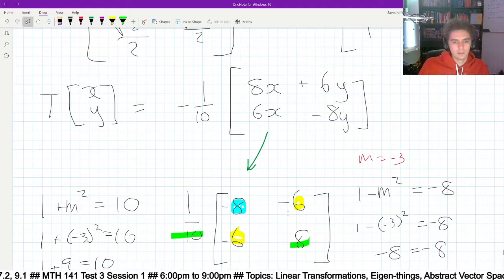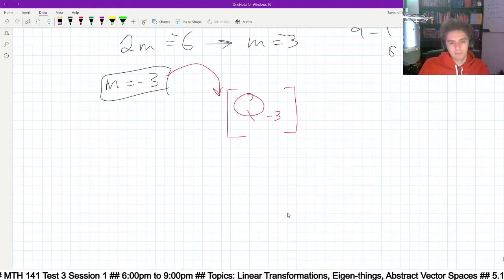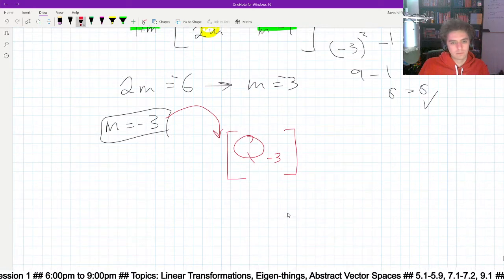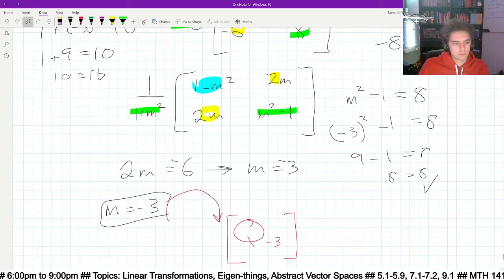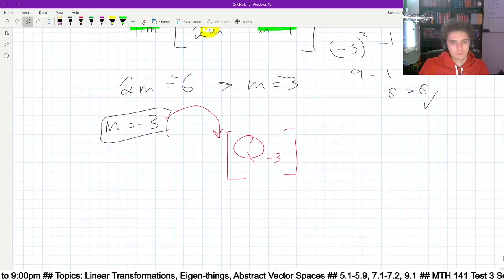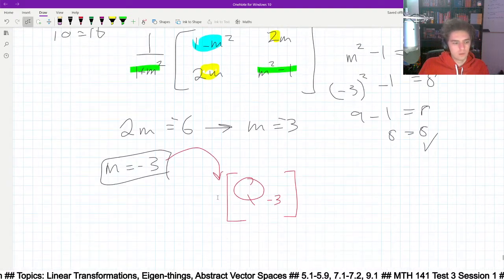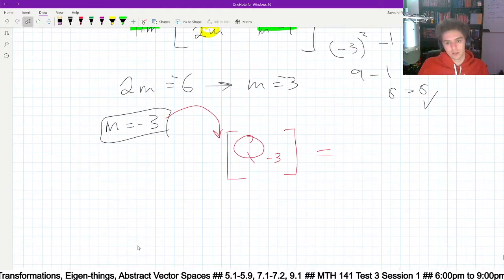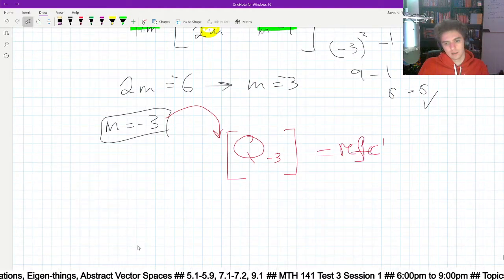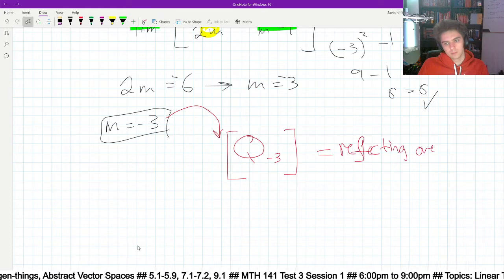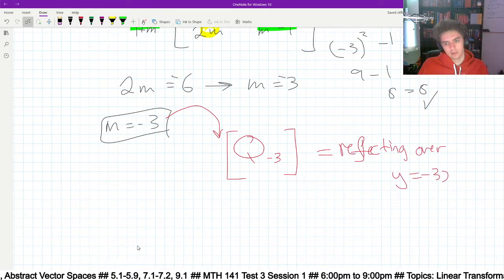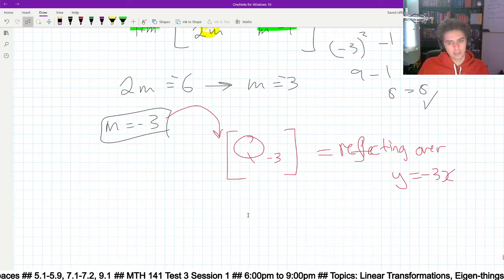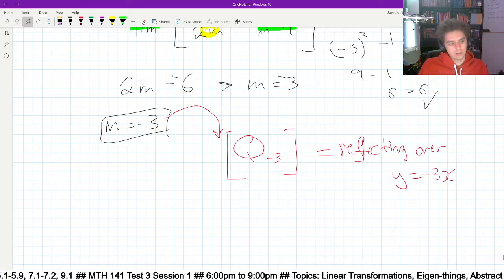So final answer. Sorry, wouldn't the final answer be y is equal to negative 3x? Because you said that the qm is equal to the reflection on the line y is equal to mx. Yeah, so this is reflecting over y equals negative 3x. Is that your question? Like, is that the same thing? Yep, that was it.